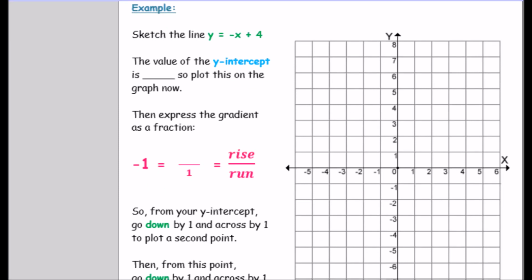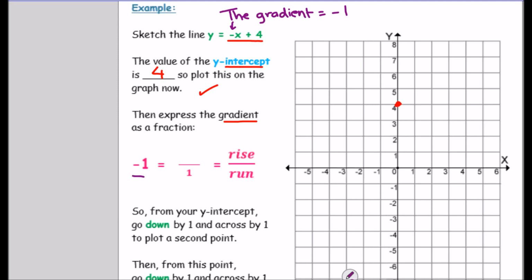Sketch the line y equals negative x plus 4. So it's in gradient intercept form. So what's the y-intercept? It's the constant term. That's right, it's positive 4. So let's plot that y-intercept on the graph now. So there's our 4, tick, done. Then express the gradient as a fraction. So is our gradient negative x? No, it's not. What is the value of the gradient? Good, negative 1.